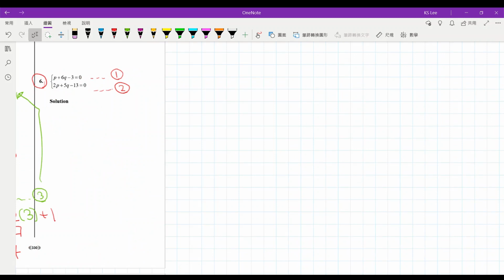For question number 6, we have the first equation p plus 6q minus 3 equals 0. And we have the second equation 2p plus 5q minus 13 equals 0. Can we start our first substitutions here? No, because we don't know either the value of p or the value of q. So it's better for us to turn the first equation using p as the subject first, because p is singled out in the first equation here.